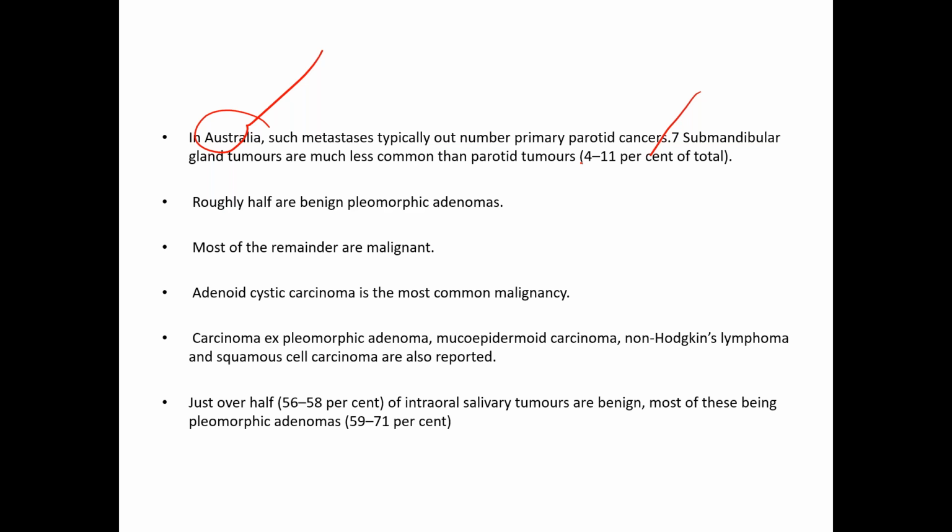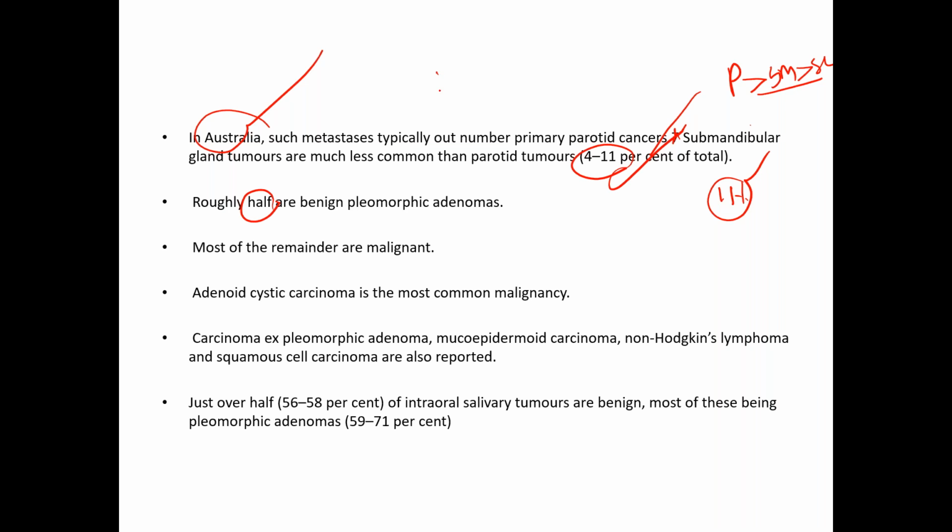The next important point is the submandibular gland. Submandibular tumors are less common than parotid tumors, only about 11%. Parotid is the most common, followed by submandibular, followed by sublingual. Together they form 4 to 11% of the total tumors.